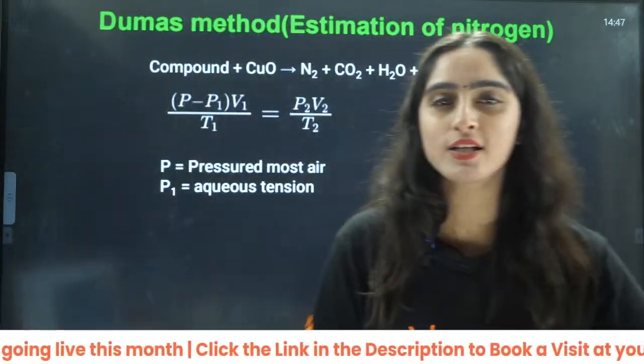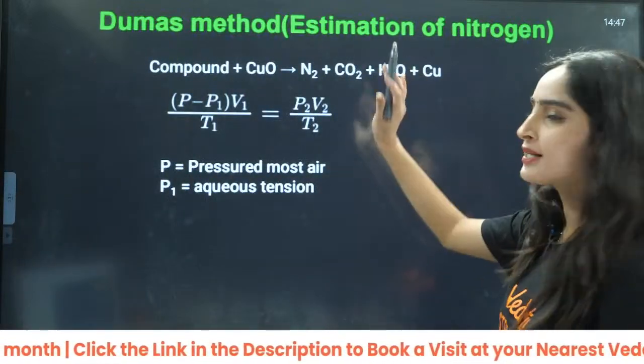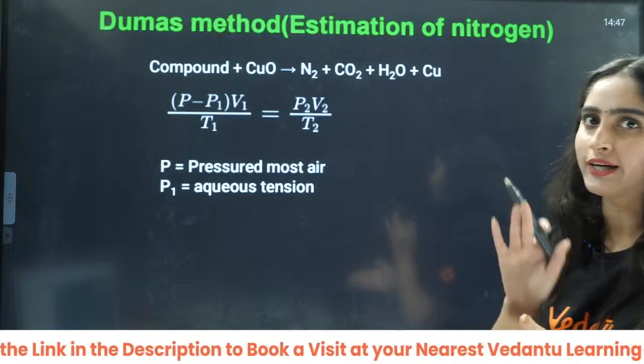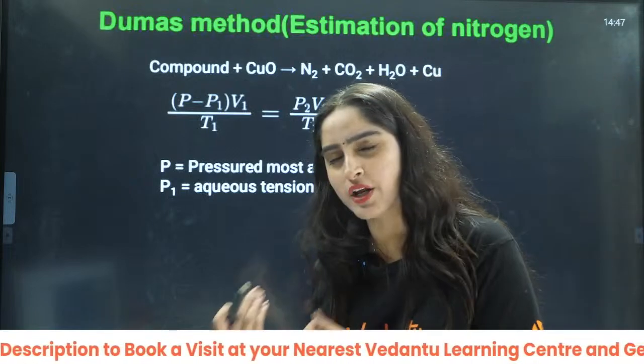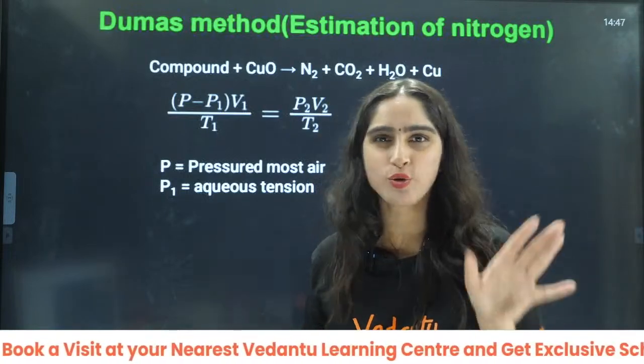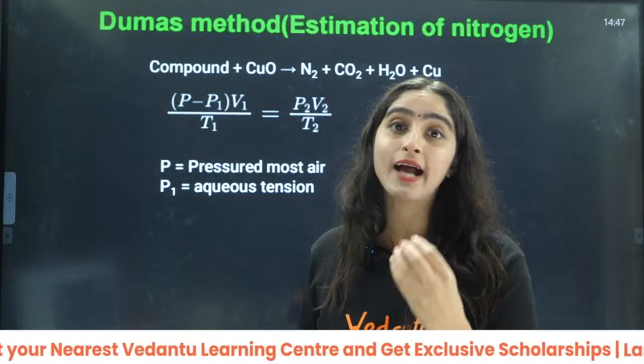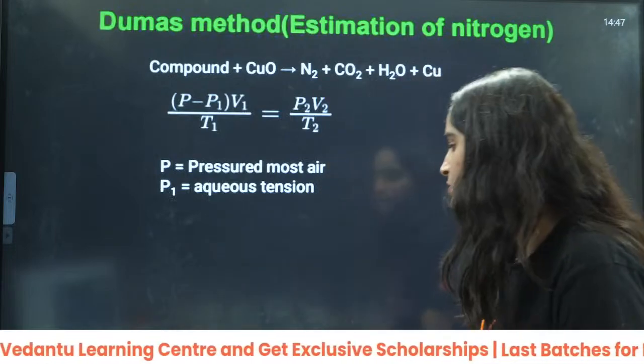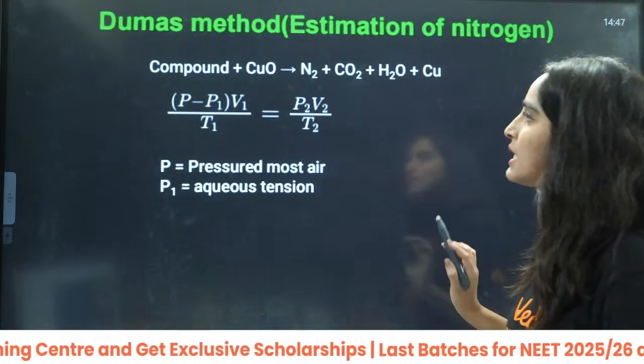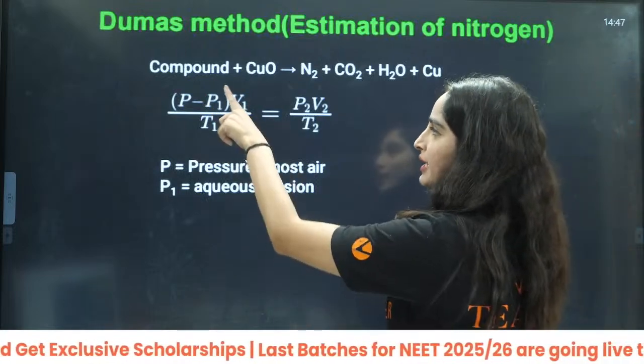Now, next is your Dumas method. Dumas method is a different method. The formula is completely different. How this formula was generated is not in your syllabus. You don't have to get into that. Just understand how to apply this method. Applying this method is very important for you. Okay? So, you have P1 minus P.